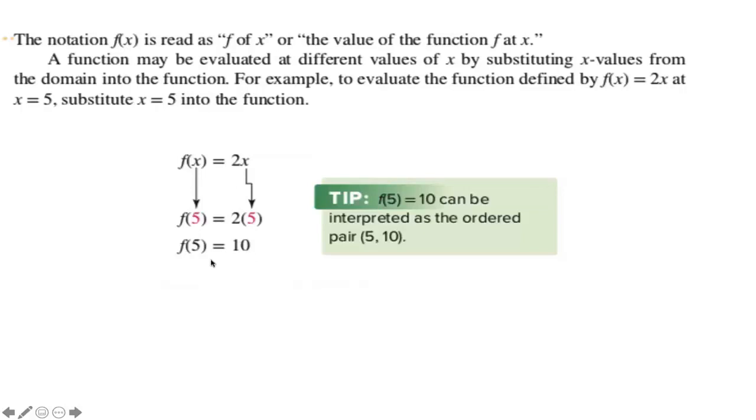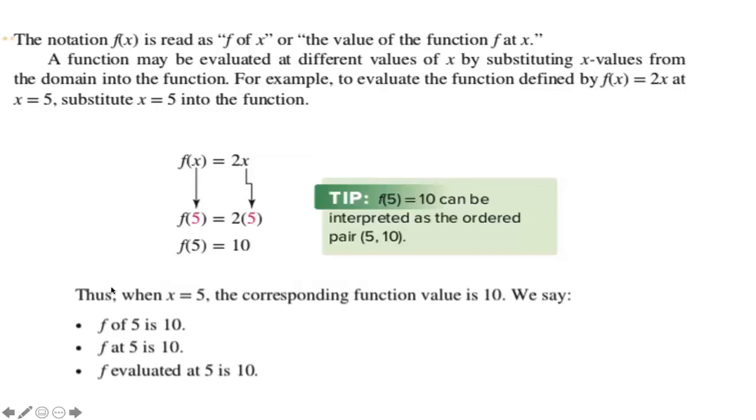So that means that the ordered pair 5, 10, where x is 5 and y is 10, is an ordered pair for this function. So we can say f of 5 is 10. That's one way to read this: f at 5 is 10, or f evaluated at 5 is 10. Different ways to say the same thing.